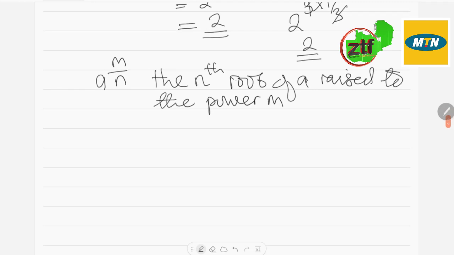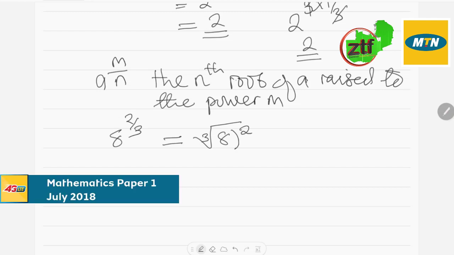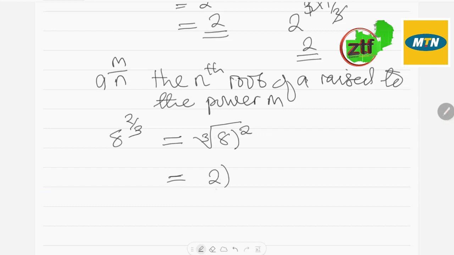So what does this mean? Let me give an example here. If we have, for example, 8 to the power 2 over 3, this means that we are looking for the cube root of 8. Then that cube root of 8, we raise it to the power 2. We have already ascertained in the earlier question that we looked at that the cube root of 8 is 2. So 2 to the power 2 finally gives us 4.